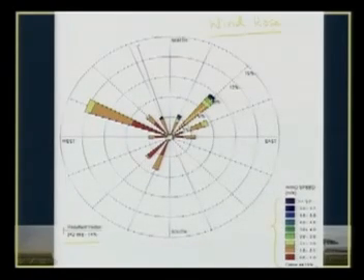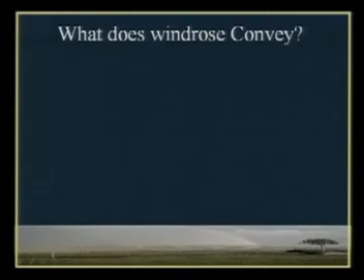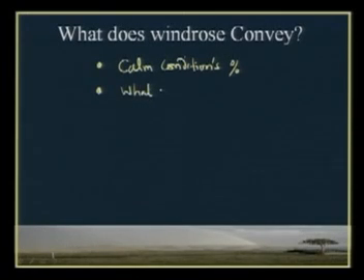So let's see what we want to say. What does a windrose convey? I'll quickly write. Now you understand about the windrose. It conveys the calm conditions percentage. Very important thing. It also tells you what are the prevalent wind directions.